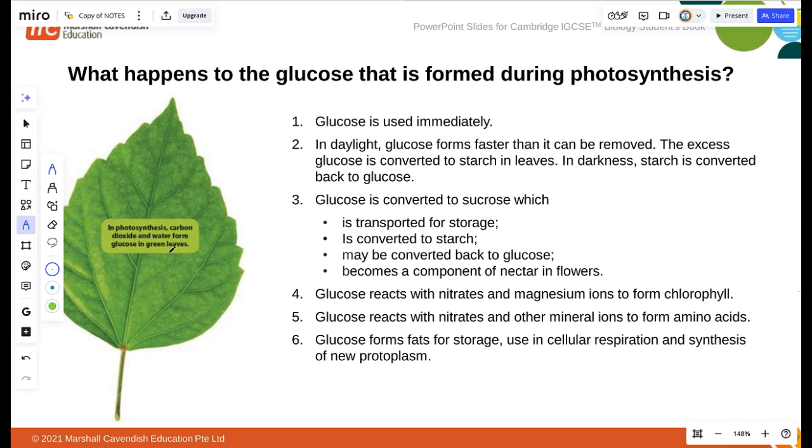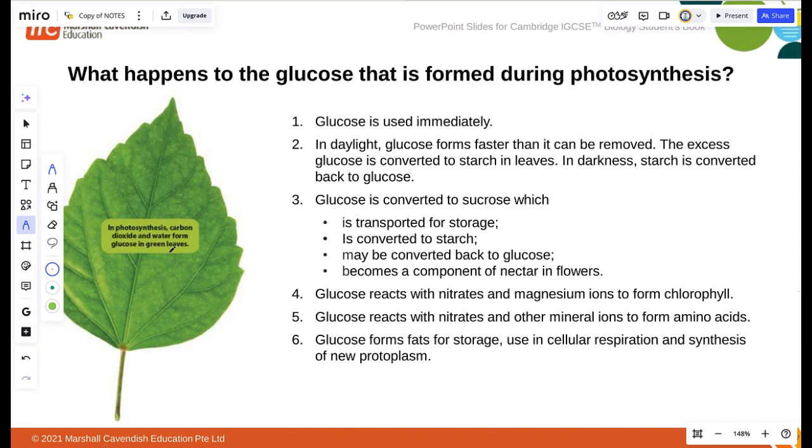In the daylight, they use the glucose for themselves. The glucose forms faster during the day because of the presence of sunlight. Because of sunlight, the glucose is manufactured very quickly and easily. The excess glucose is converted to starch because the plant cannot consume all its manufacture at the same time. Consuming everything simultaneously is not possible.